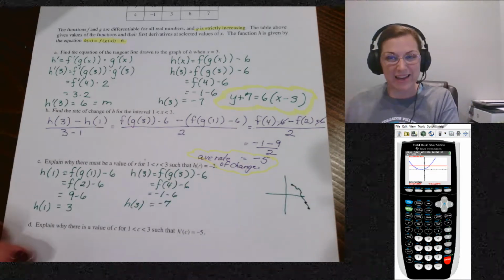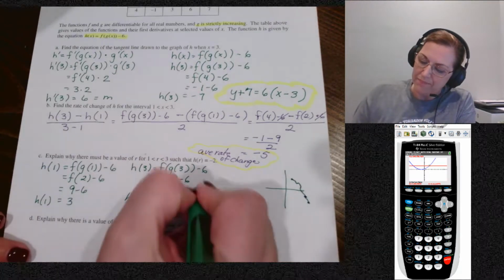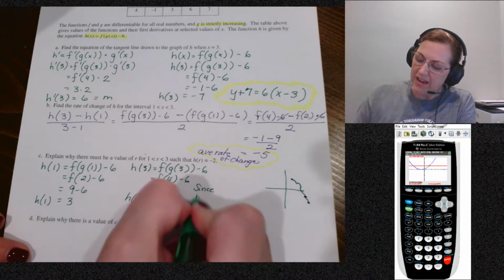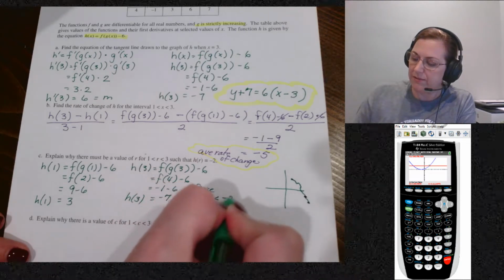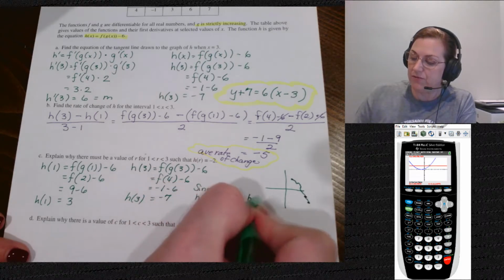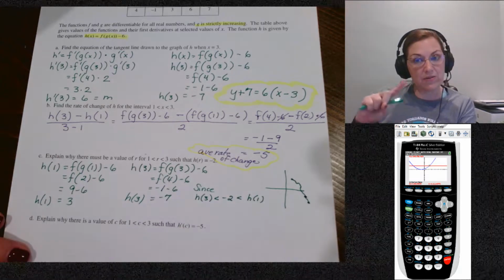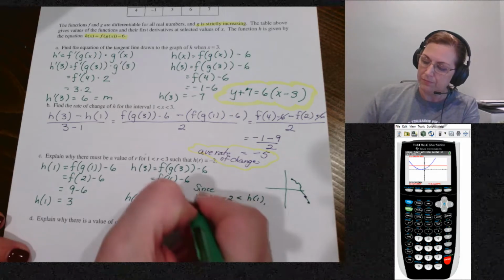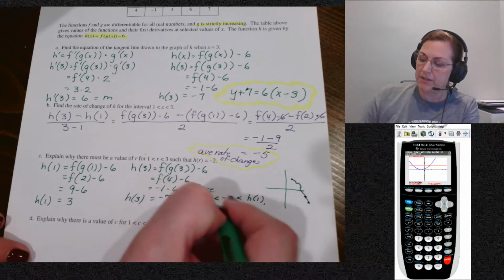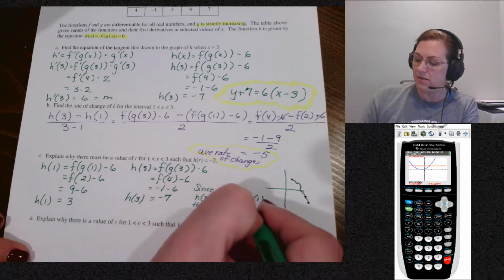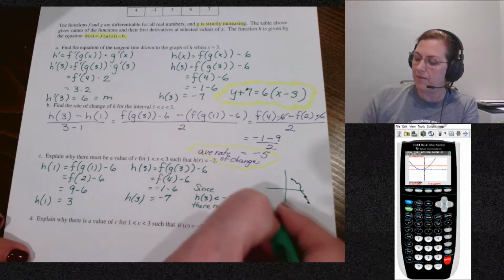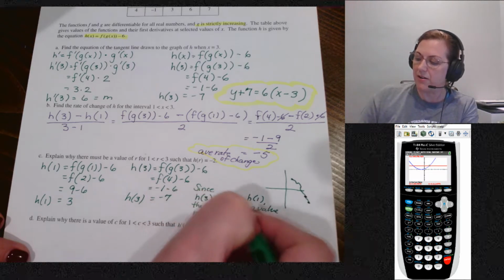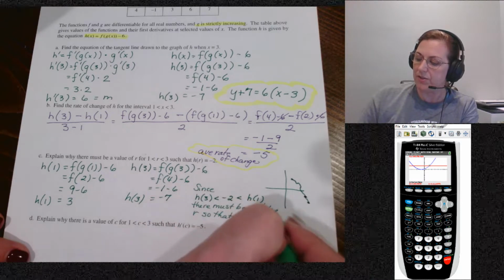Now, how do we say that? We say since h of 3 is less than -2, it's less than h of 1, showing that the y value of -2 is between the two y values on our interval, there must be a value r so that h of r equals -2.